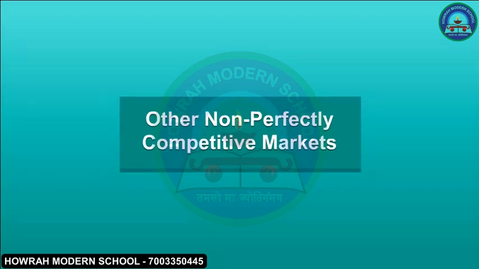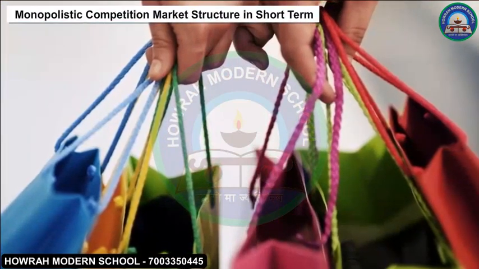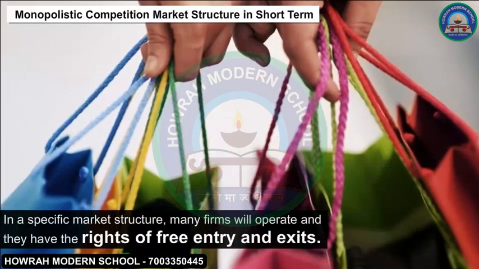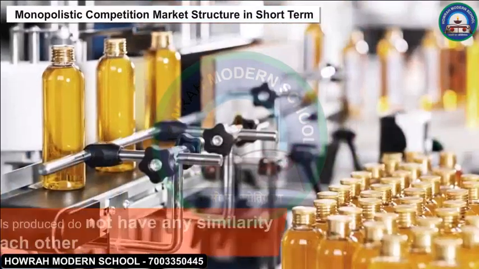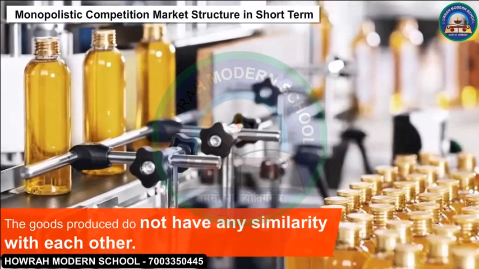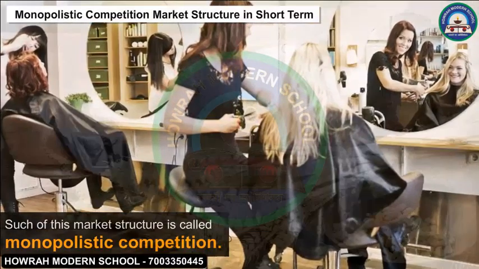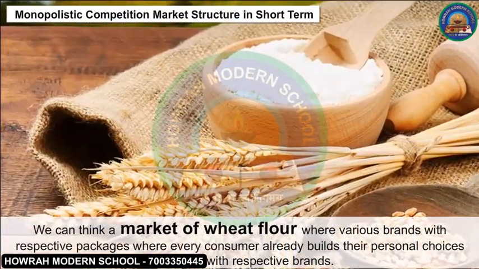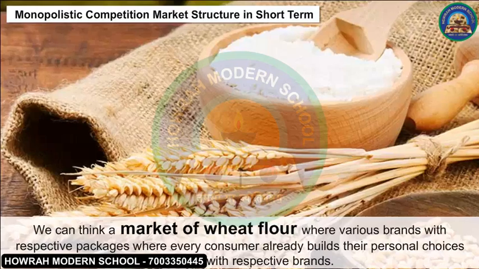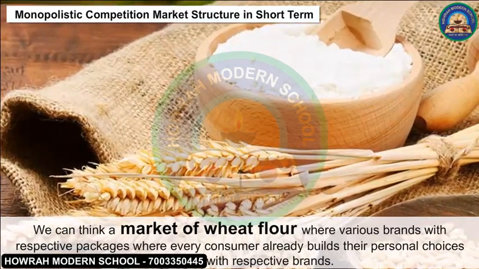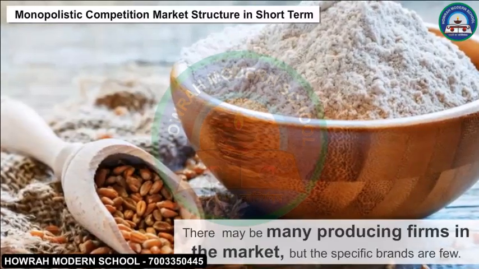Other non-perfectly competitive markets. Monopolistic competition market structure in the short term. In a specific market structure, many firms operate, and they have the right of free entry and exit. But the goods produced are differentiated from each other. Such a market structure is called monopolistic competition. We can think of a market of wheat flour where there are various brands with respective packages, where every customer already builds personal choices and tastes with respective brands. There may be many producing firms in the market, but the specific brands are few.